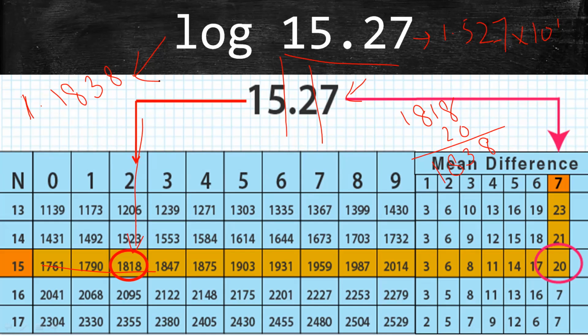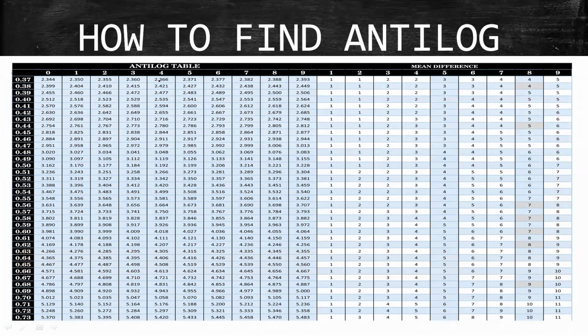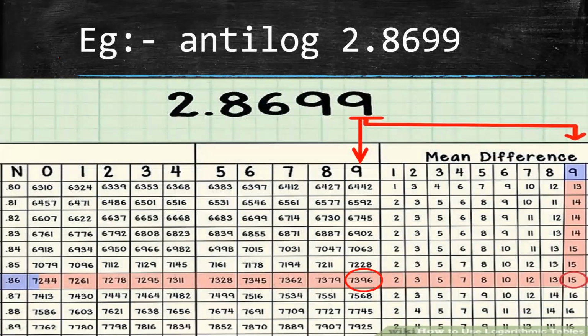The opposite function of log is antilog. Before we start doing any calculation examples, let us see how you can read the values from the antilog table. The antilog table will look similar to this, but here the numbers will start with 0 point something, right? And it will also have the columns 0 to 9 and a mean difference column from 1 to 9. With an example I'll show you how to read this. If you want to find the antilog of the number 2.8699, antilog is the opposite function of log. So here this is the characteristic, right? Whatever number is coming before the decimal point, that is the characteristic.